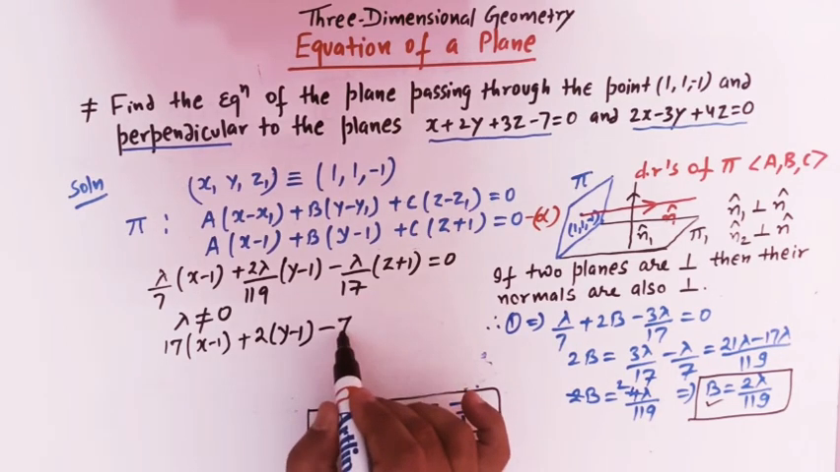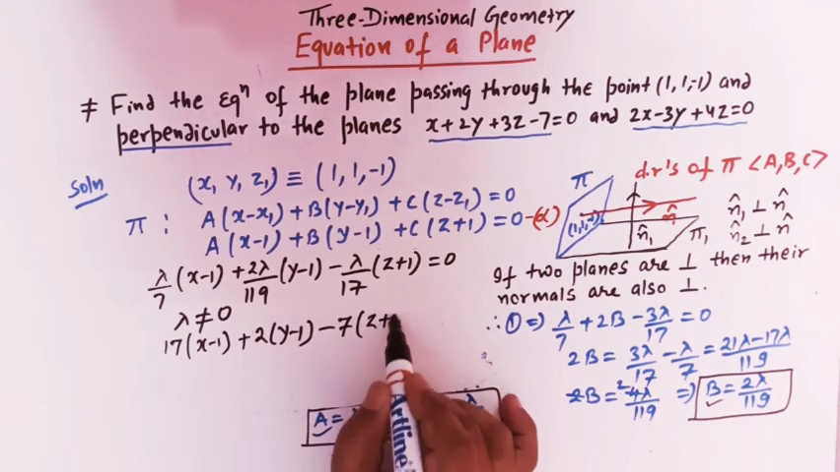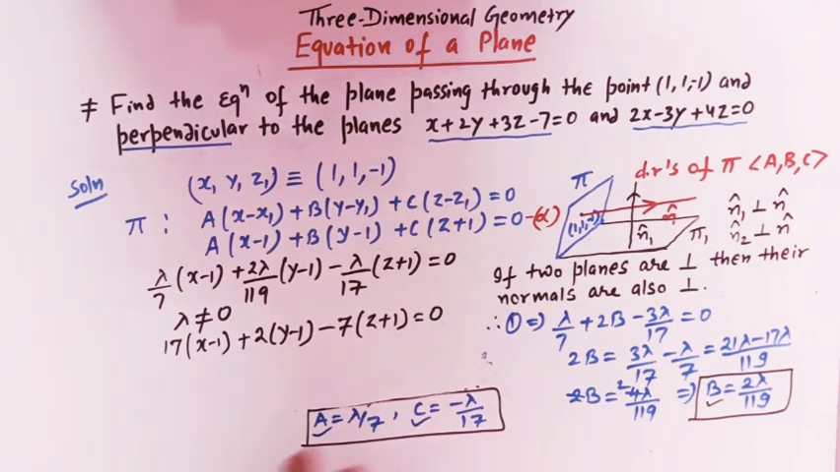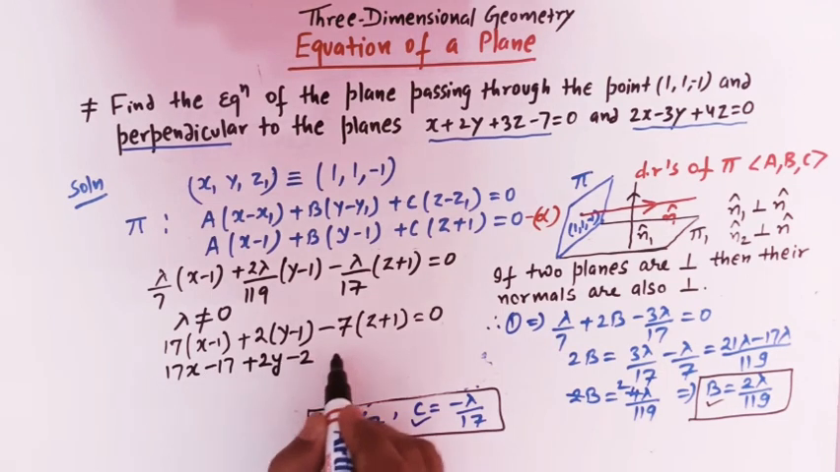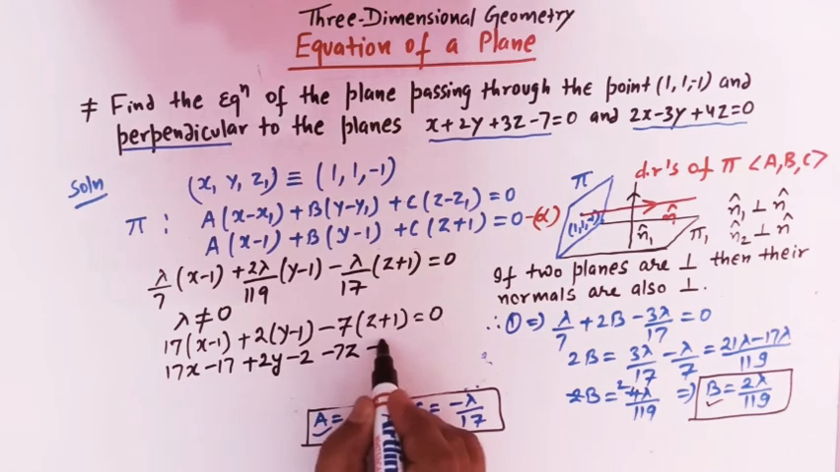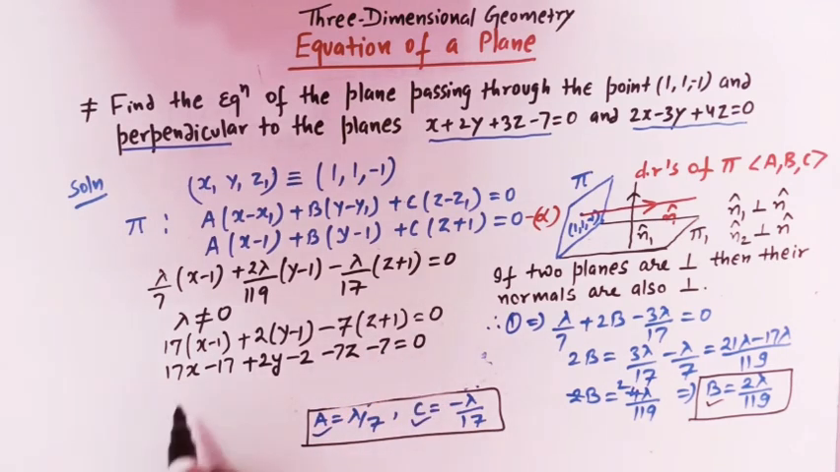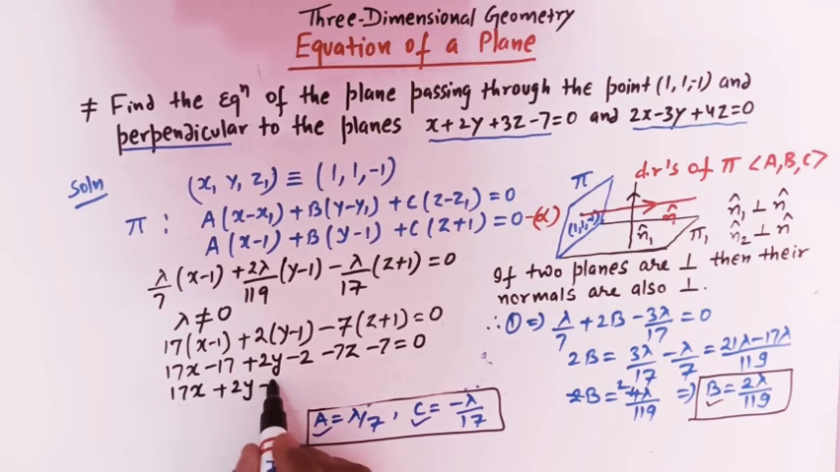7 times z plus 1 is equal to 0. Now simplifying it, we have 17x minus 17 plus 2y minus 2 minus 7z minus 7 equal to 0. So we have 17x plus 2y minus 7z, and this is minus 17 minus 2 minus 7, so it is minus 26 is equal to 0.